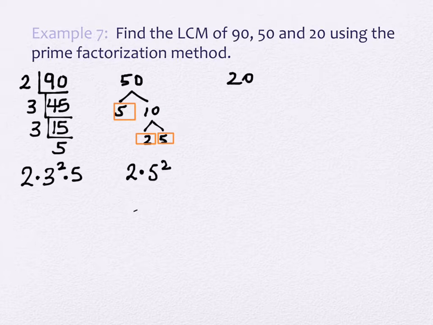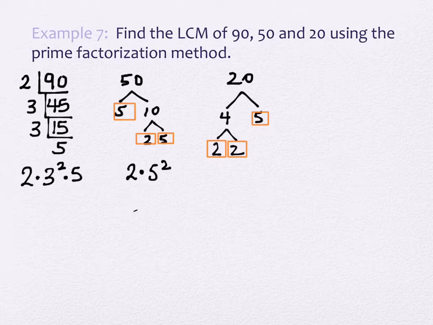The last number is 20. We'll do a factor tree on that one as well. This one could be written as 4 times 5, and 4 would then be written as 2 times 2. So I have 2, 2, and 5. So this is 2 squared times 5.